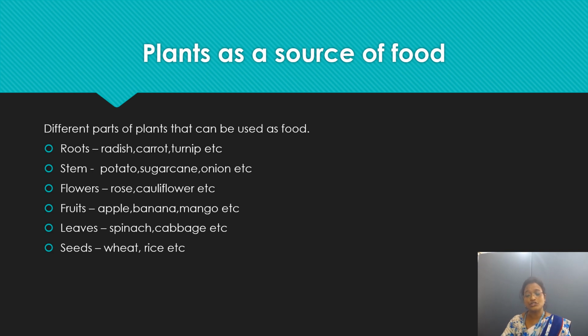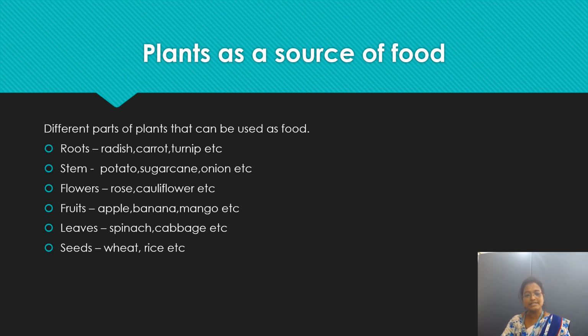Which are the roots which we eat as food? We eat radish, carrot, and turnip, isn't it? So these are the roots which we get from plants. We get radish as a root from plant, carrot as a root from plant, and even turnip as a root from plant.